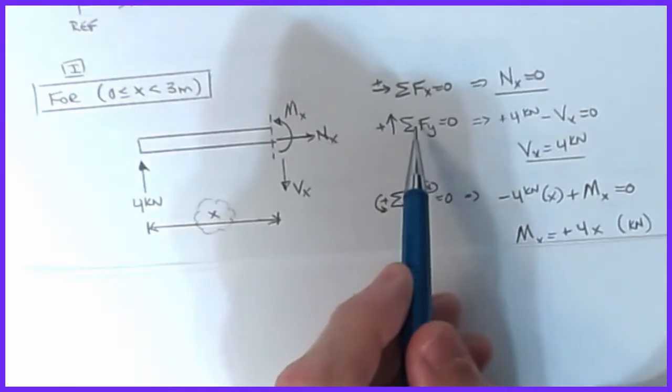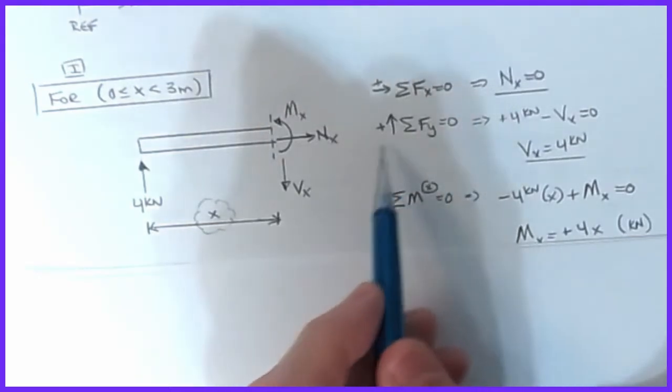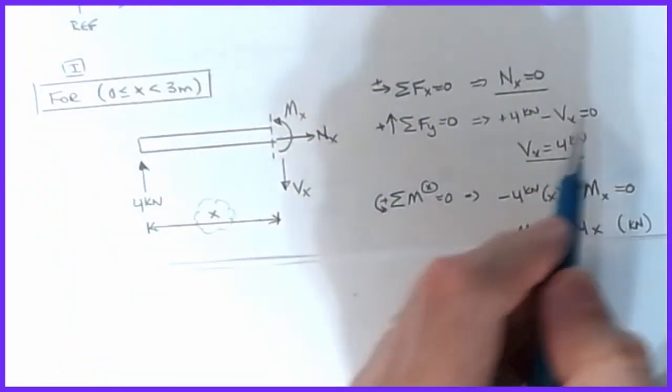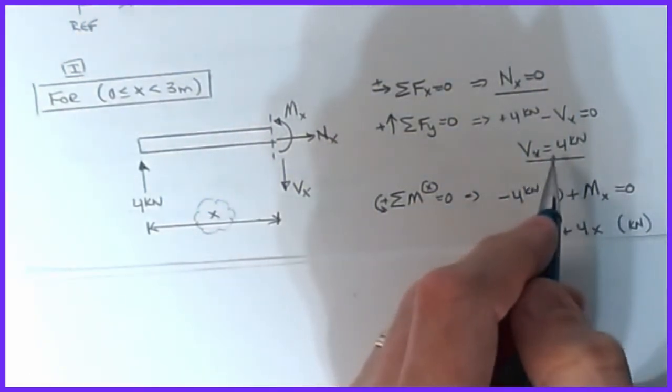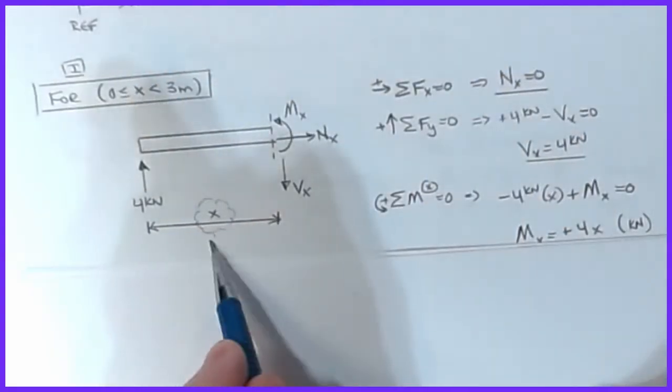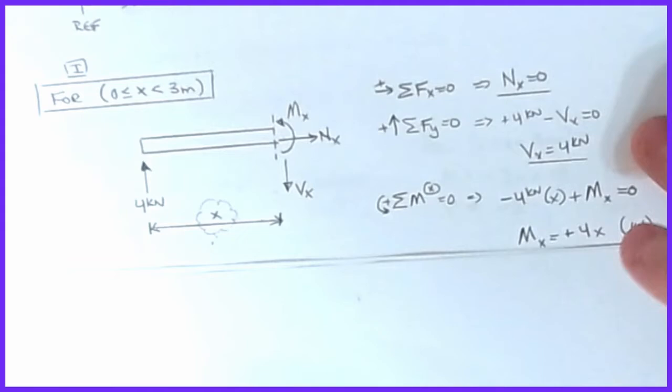Now likewise, I can do the same thing for the sum of forces in the Y. If I assume up is positive, I have a positive 4, I have a minus Vx, and all that has to be equal to 0. So Vx is 4 kilonewtons.